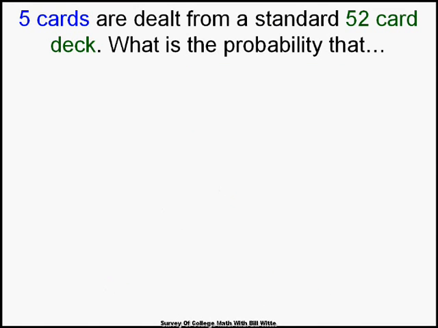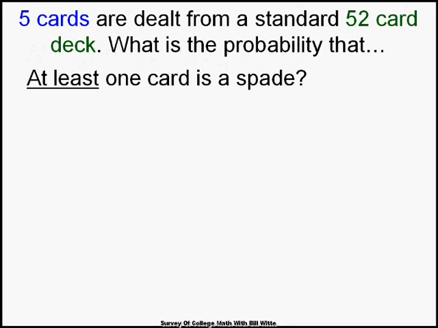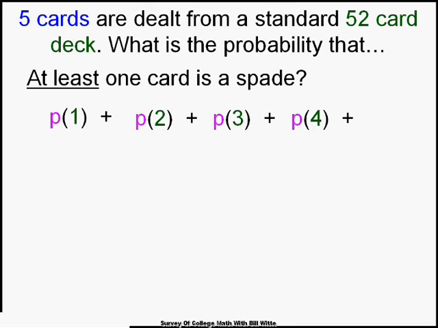Let's give an example. We have 5 cards dealt from a standard 52 card deck, and I want to know the probability that at least one card is a spade. At least one card is a spade. Well, if you think about it, we're going to have to know the probability that there's one spade, the probability that there's two spades, the probability that there's three spades, four spades, all the way. I have to figure out 5 separate probabilities in this case.